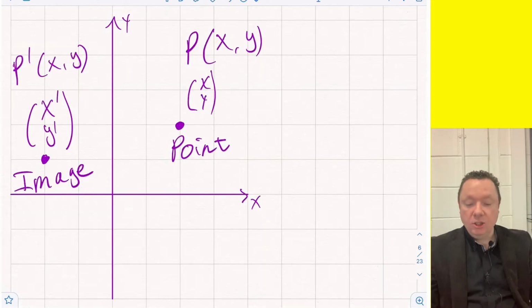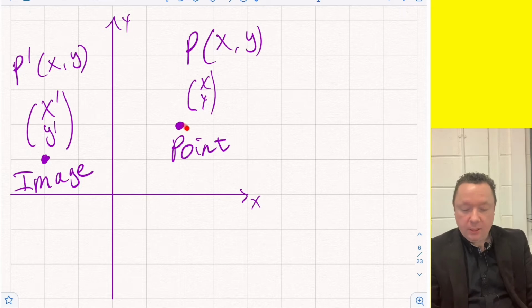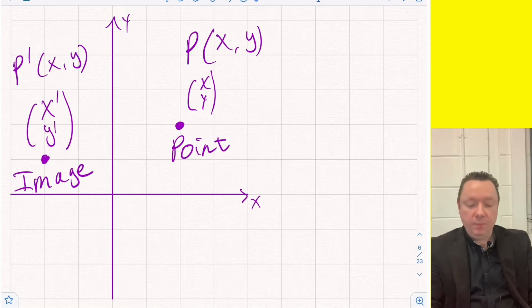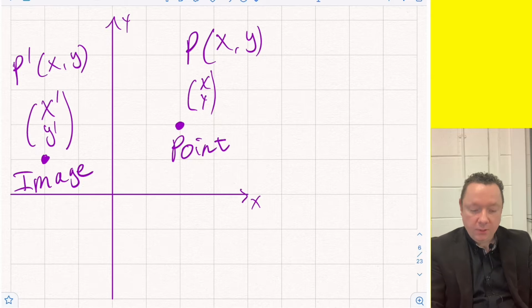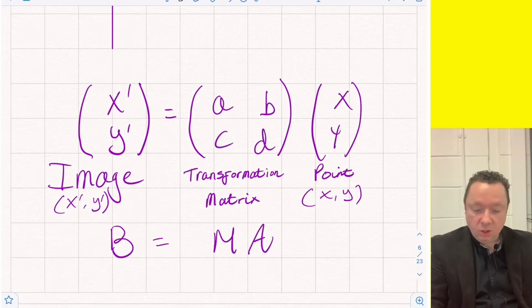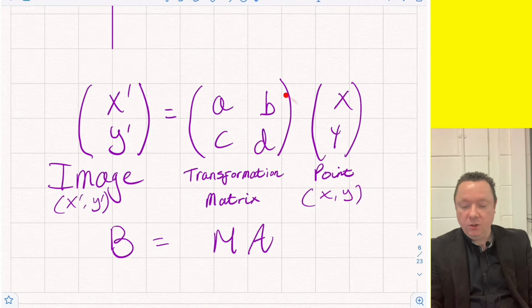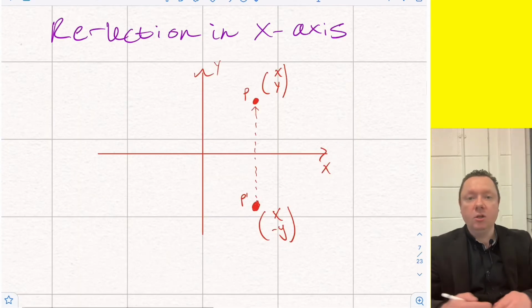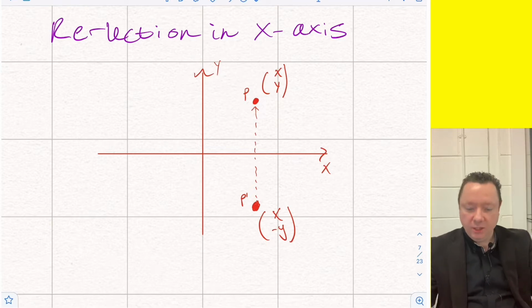So let's look at transformations in general. If we take a point, we can turn that point x, y into the vector x, y, a position vector. And if we transform it in some way, the new point is called the image, and we denote that x prime, y prime. To get the image, all you need to do is take some random 2 by 2 matrix, A, B, C, D, and multiply it by x, y. So A, B, C, D is called the transformation matrix, x, y is your point, x prime, y prime is your image. Let's look at some standard transformations.